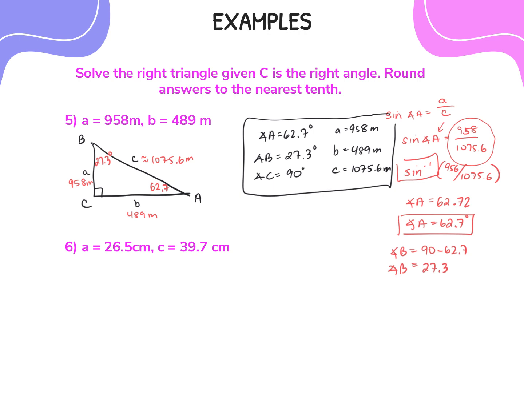And then we'll go and do the last one, which is going to be very similar. Again, I'll label my angles, angle A, angle B, and angle C, and then my sides, little a, little b, and little c. And I'll plug in what I've been given. Little a is 26.5 centimeters, and this one, little c, or the hypotenuse, is 39.7 centimeters. And so yet again, I'm going to solve this using the Pythagorean theorem. The only difference is instead of being given the two legs, I'm given a leg and a hypotenuse. So be very careful, okay?